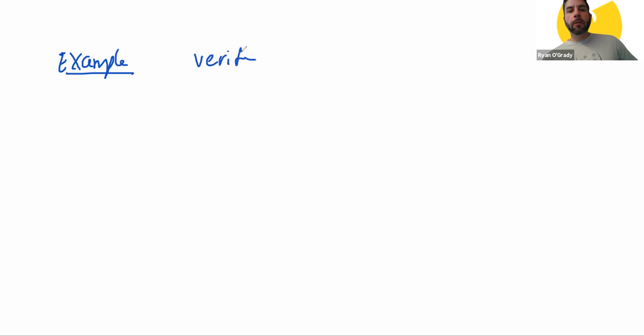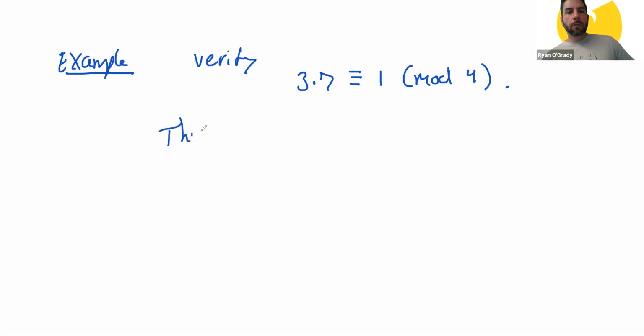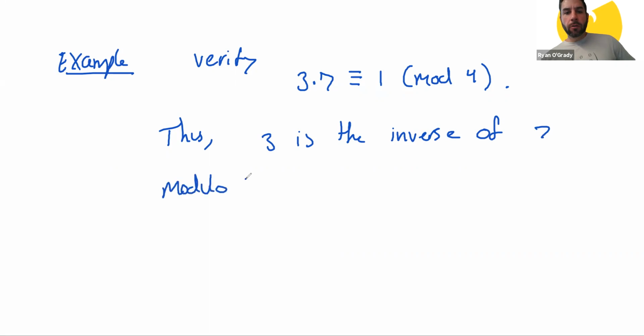We can verify that 3 times 7 is congruent to 1 mod 4. Thus, 3 is the inverse of 7 modulo 4.